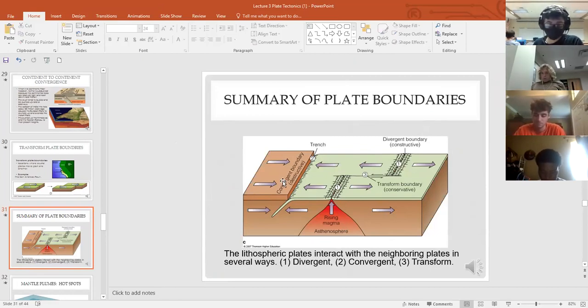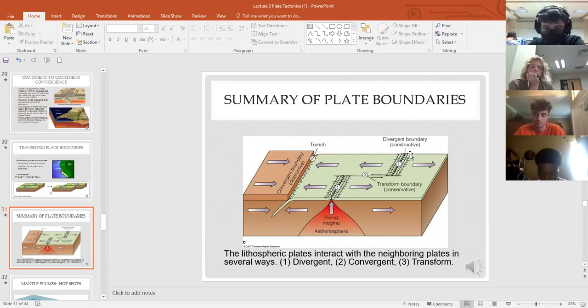Convergent is called destructive because it destroys lithosphere, that melts. It has trenches, and you have coastal or archipelago active volcanoes. Your constructive boundary, constructing new crust, is your divergent. Those are oceanic ridge systems.